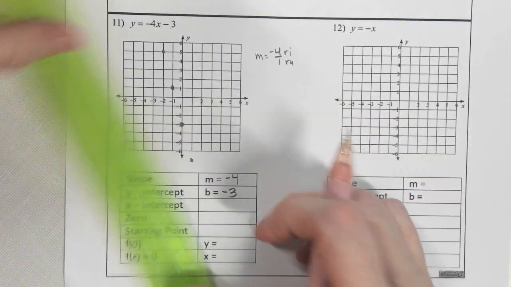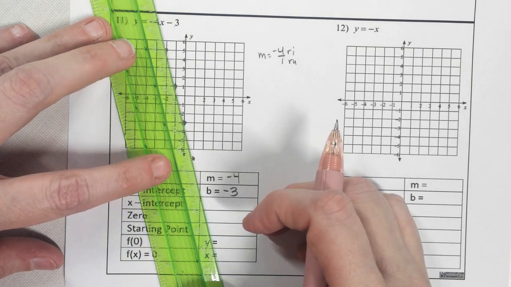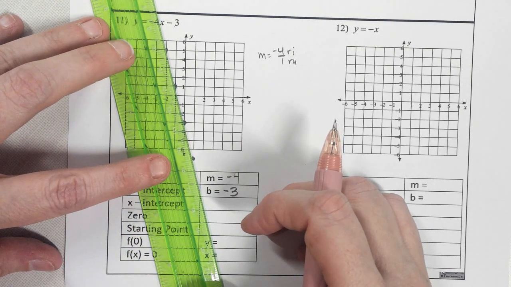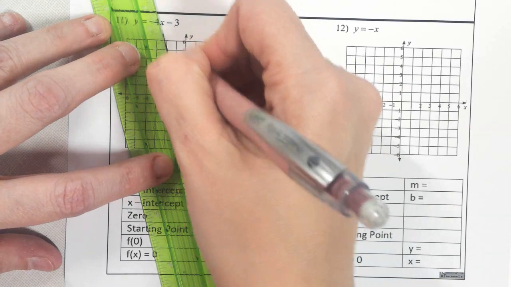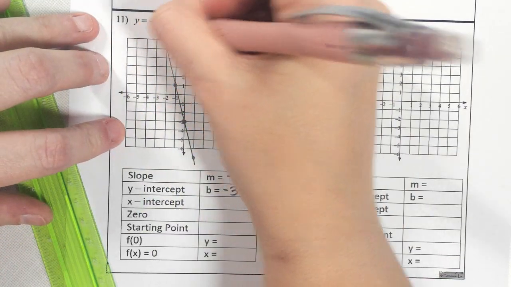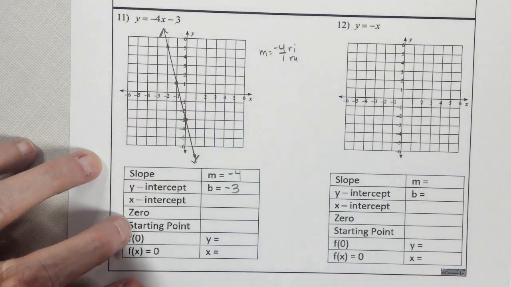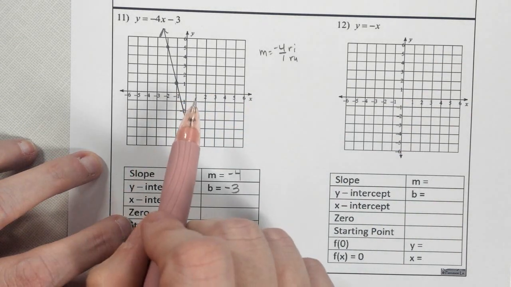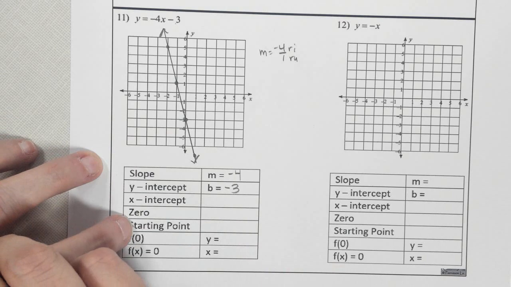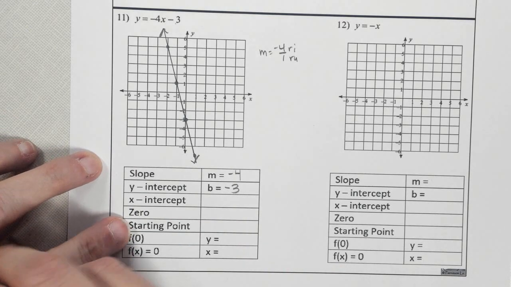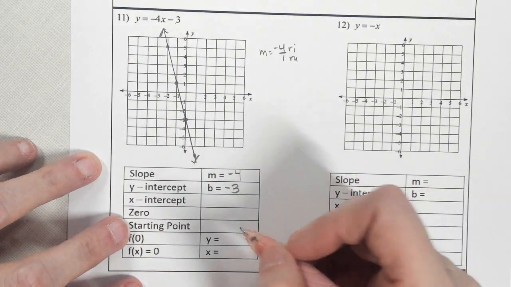Now, here's the problem with this one. When I actually look at these points, my zero is a fraction. You see, it's somewhere in between here. Now, if I had answer choices, I'd say it's between 0 and -1, and I'd look for the one that was between 0 and -1. But I don't have that information. So let's fill in the rest of it.